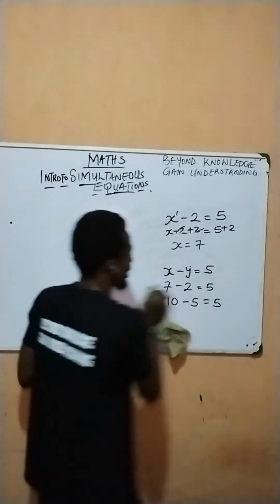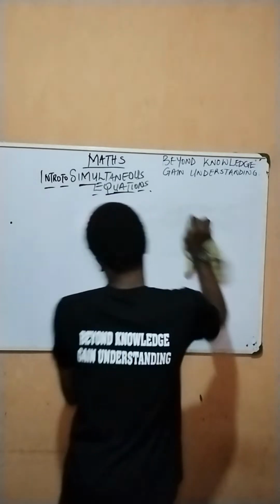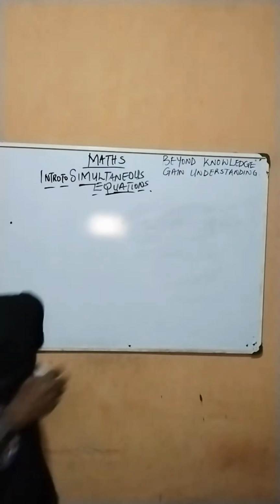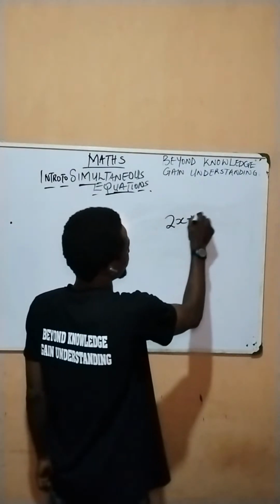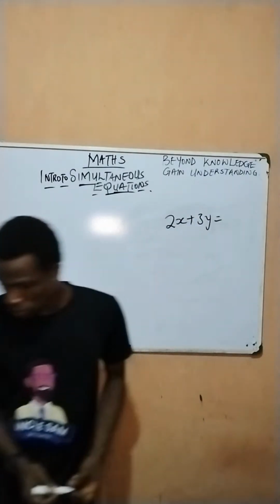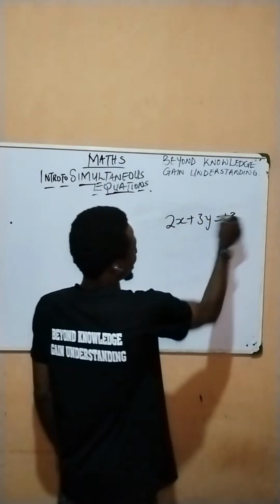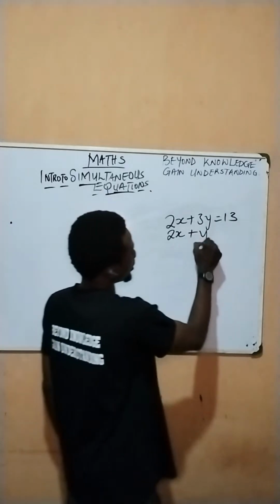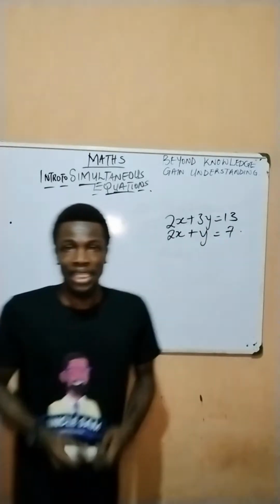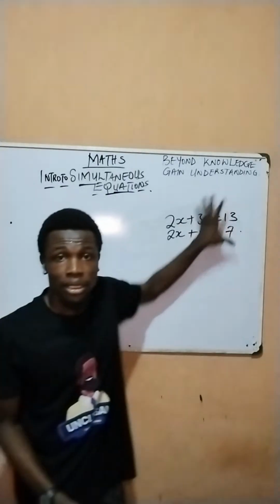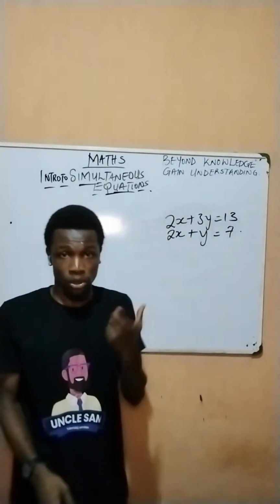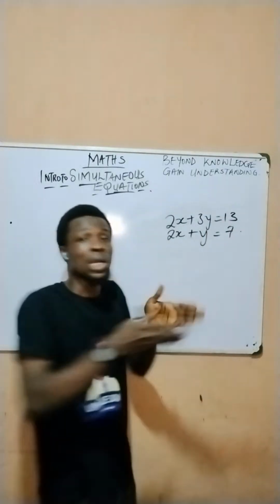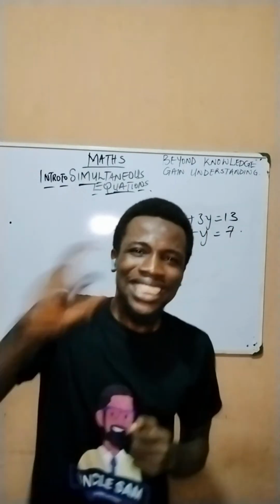So let me get an expression for us to carry on the explanation from. Let's say we have an expression 2x plus 3y is equal to 13. And then we'll have 2x plus y is equal to 7. Now, these two are a pair of equations. And the reason why we call it simultaneous equation is because we are going to be solving the two at once.